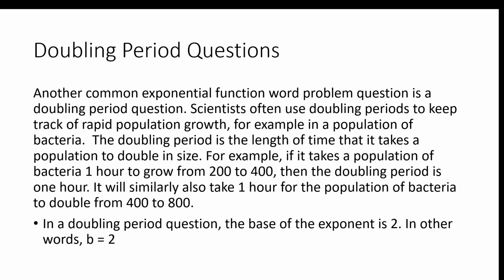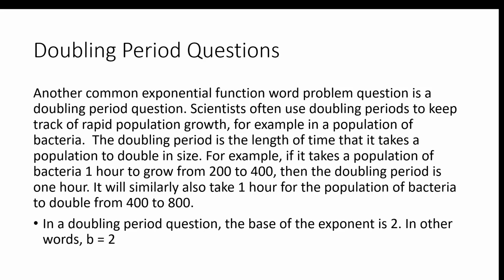Another common exponential function word problem question is a doubling period question. Scientists often use doubling periods to help keep track of rapid population growth, for example, in a population of bacteria. The doubling period is the length of time that it takes a population to double in size. So for example, if it takes a population of bacteria 1 hour to grow from 200 to 400, then the doubling period is 1 hour.